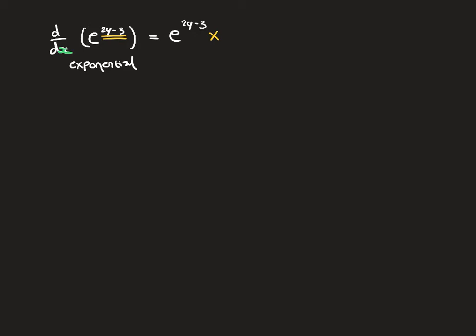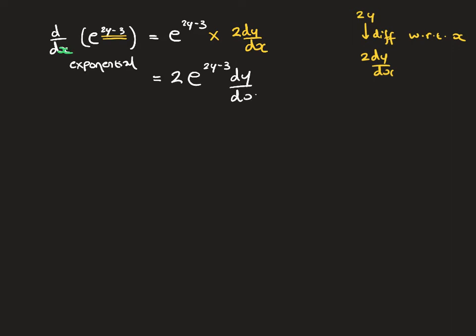What happens if we differentiate 2y minus 3? Well, we get 2 dy by dx. 3, of course, is a constant which differentiates to 0. So the key thing here is we had 2y, which we differentiated with respect to x, and it gave us 2 dy by dx. And you need to go back to the previous examples perhaps to remind yourself of that. So the final answer, 2e to the 2y minus 3 dy by dx.